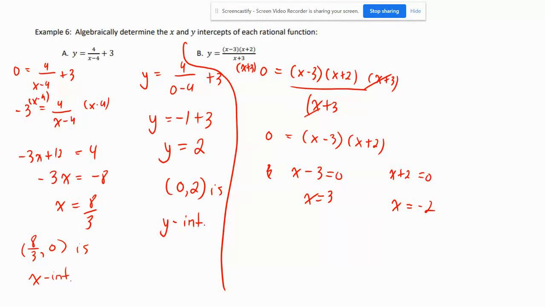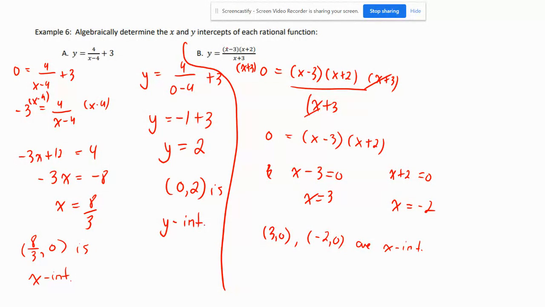Okay, so we get these two guys over here. So we got (3, 0) and (negative 2, 0) as the x-intercepts. Now, for this type of function, guys, there's no k value over here. It's just a fraction, a numerator divided by a denominator. A little shortcut here, and you will see rational functions in this form.